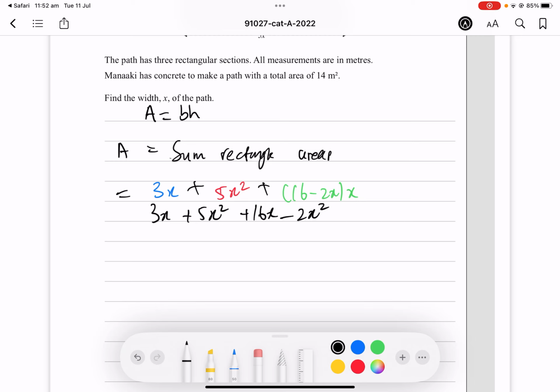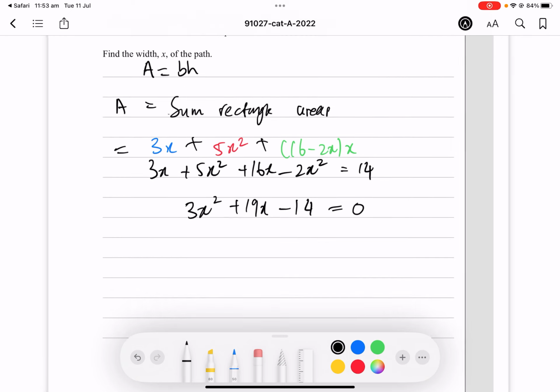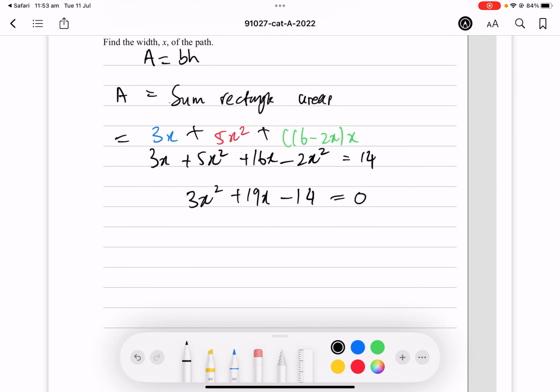Okay, and we know that this is equal to 14. So we have negative 2x squared plus 5x squared, which is positive 3x squared. We'll just write it in. So positive 3x squared plus 19x minus 14 equals 0. And again, we can use the same trick I mentioned in question 1.